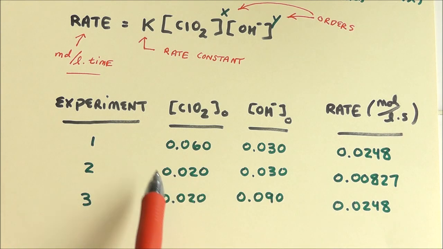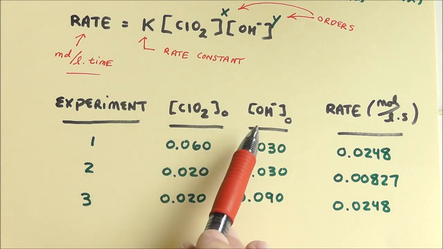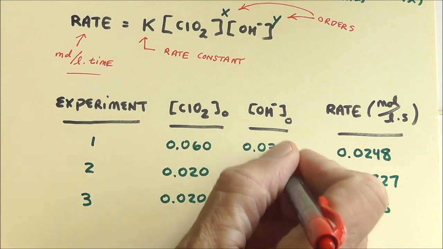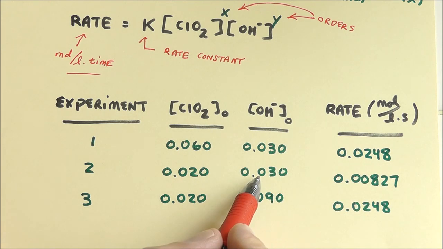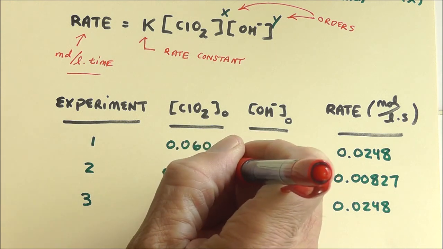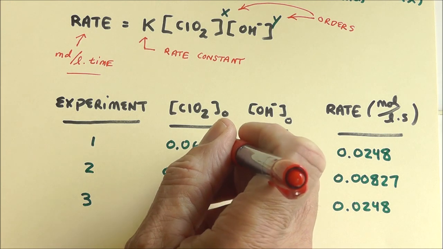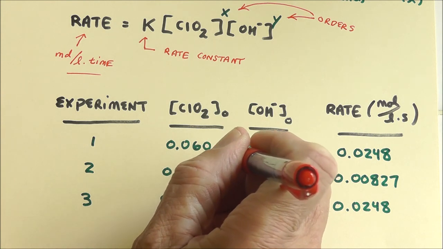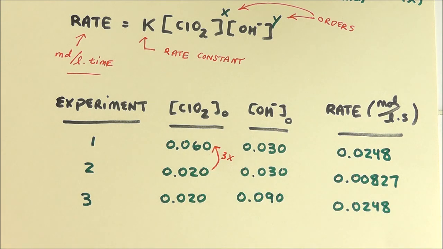So I'm going to look at the first 2 experiments and look at what happens to the concentration. I can see that this is constant, 0.03 in experiment 2, it doesn't change, it's 0.03 in experiment 1. But what I can see happening here is between experiment 2 and experiment 1, that was a threefold change in the concentration. And what do you know? It sped up the rate.